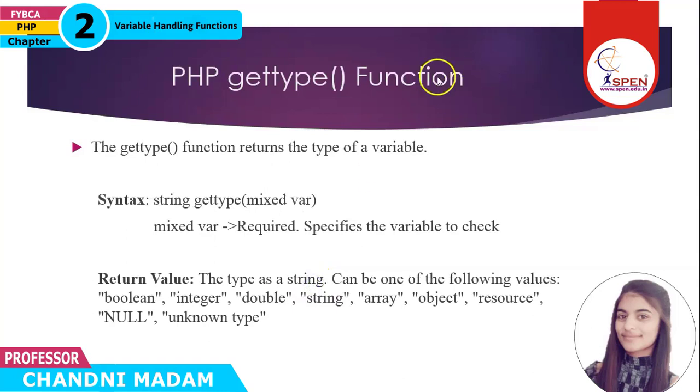So first we will check the gettype function. The gettype function checks the data type of your variable. Here the gettype function has one argument, which is the variable whose data type you have to find. That variable is passed into the gettype function argument. It returns a string value, which means any of boolean, integer, double, string, array, object, etc. So the gettype function returns the data type of your variable.